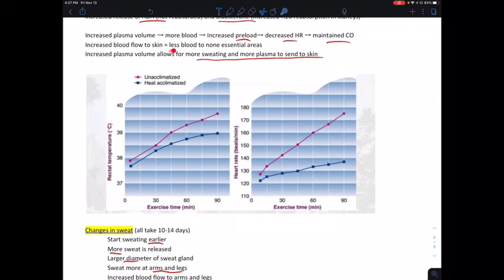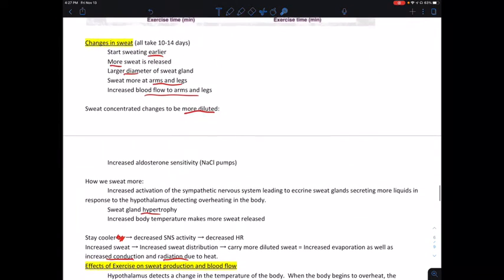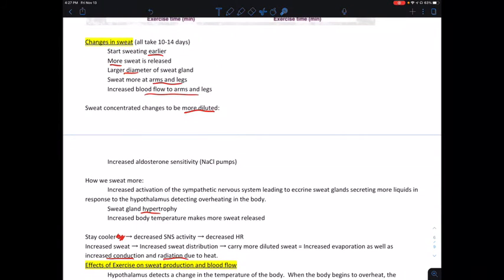Increased blood flow to the skin. And the plasma volume allows us to send more blood flow to the skin without sacrificing preload. And this also allows us to sweat more if we have more plasma and blood in the skin. Changes in sweat take about 2 weeks to do this completely. We start sweating earlier, we sweat more, we sweat in the arms and the legs, and our sweat's more diluted, and we get more blood flow to the skin.